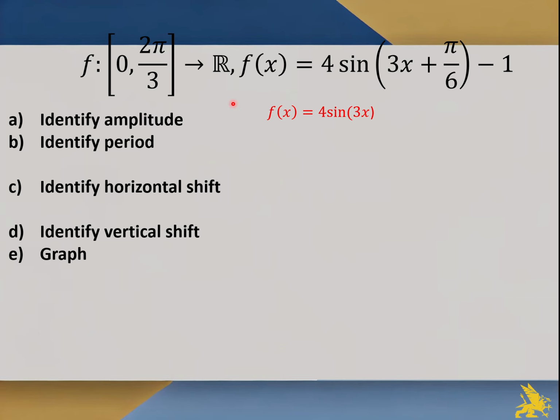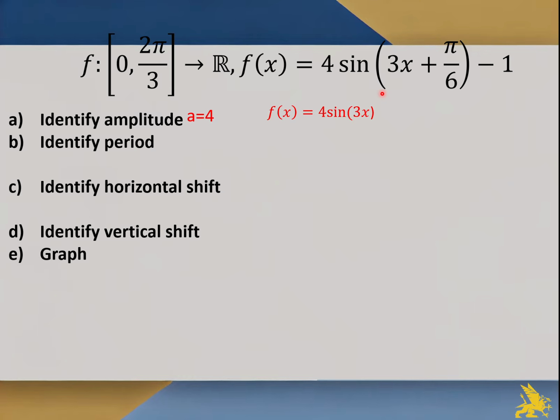So the first thing I want us to think about here is the amplitude of 4 sine 3x plus pi over 6 minus 1. So the amplitude will always be the number in front, which is 4. You might notice that I'm just ignoring the domain for now. I'm just wanting to get everything that I know out of this equation.